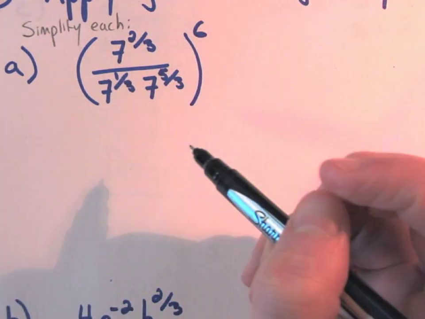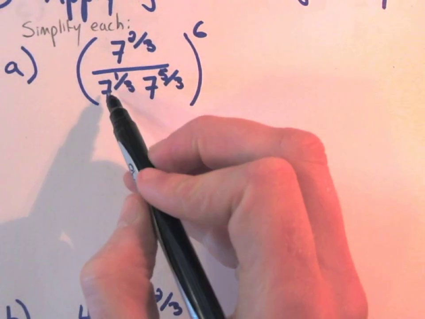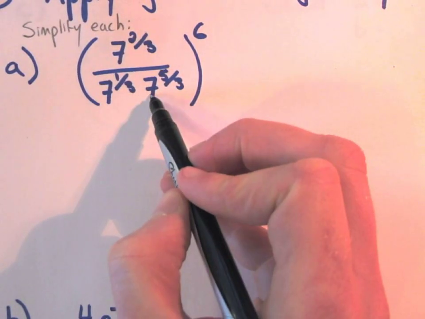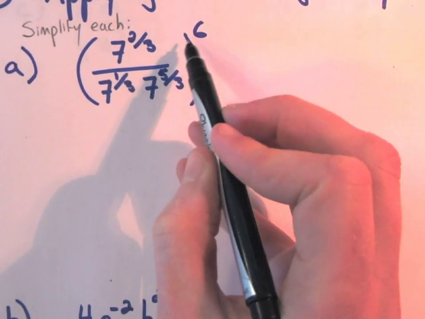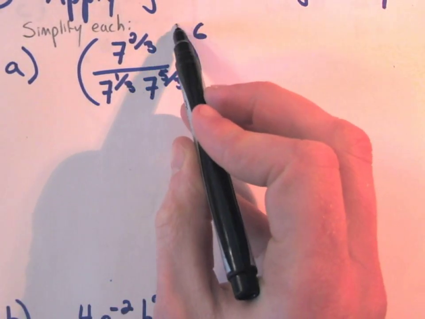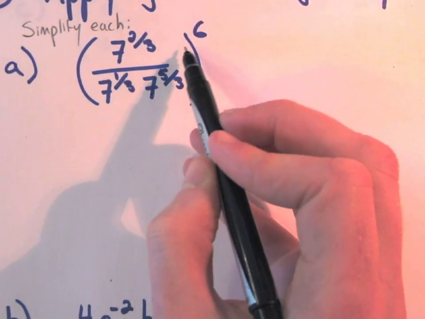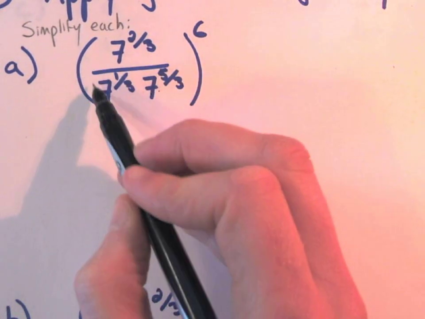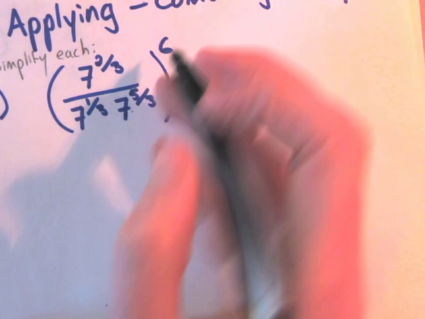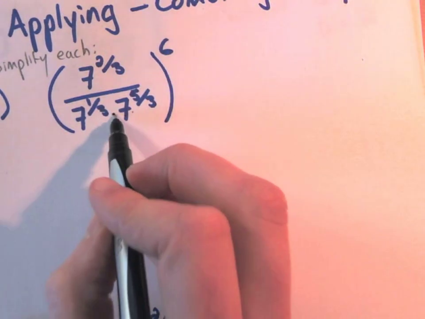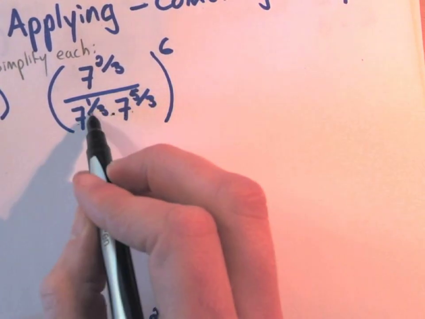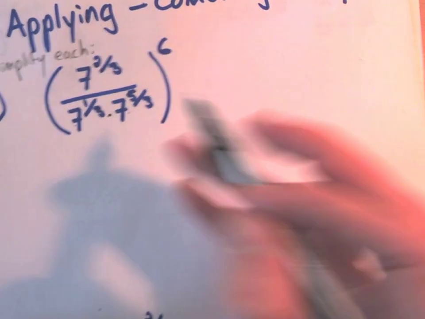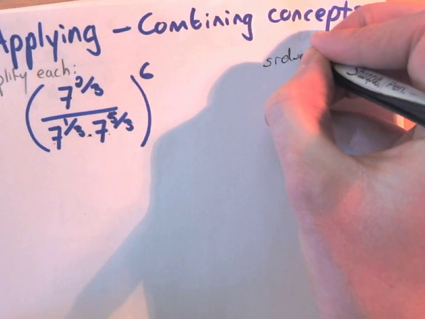Okay, so when I see this first, I notice that 7, 7, and 7 all are the same base. So I know I can use laws to simplify this inside before having to worry about distributing this to all 3 of them. So I'm going to work on the inside first. I notice that these 2 are right next to each other, so this times this means we can add the exponents. Let's just do a little side.